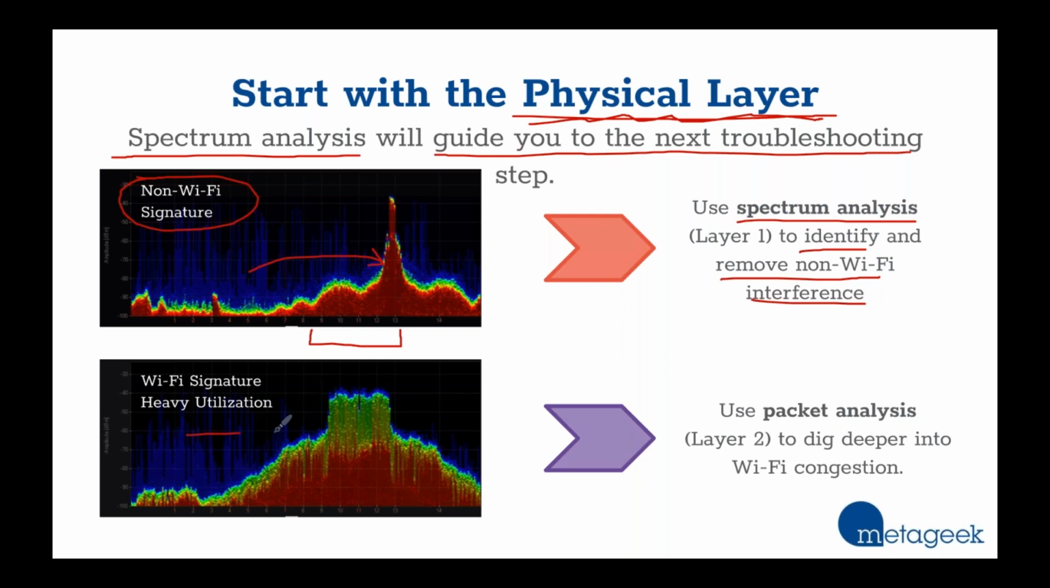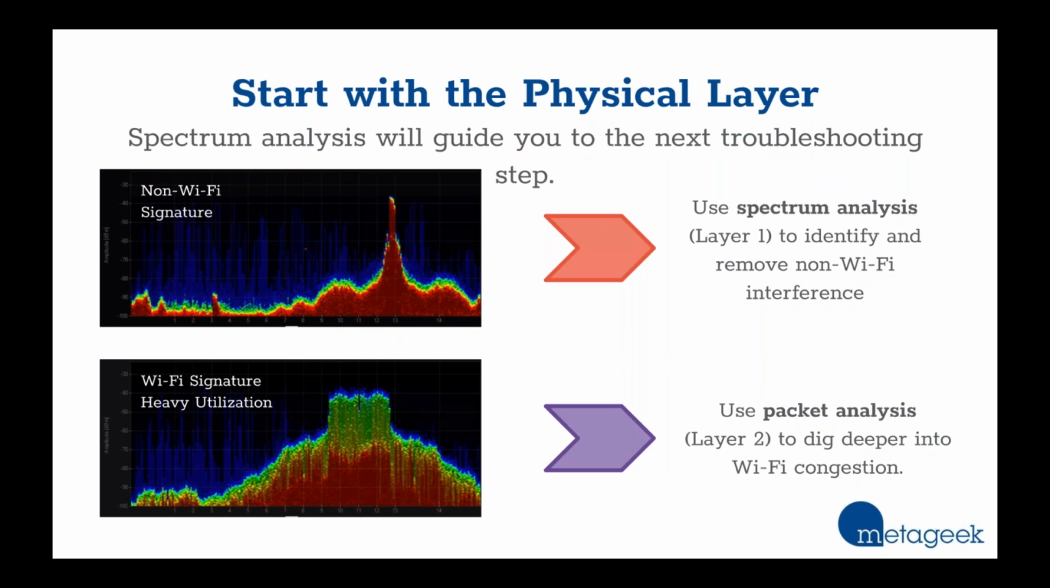However, if I see a signature like this, well, this is a Wi-Fi signature. This is basically Wi-Fi with very, very heavy utilization. The channel is very, very busy in this case. So that's when I'm going to go ahead and move to a different tool. I'm going to move to packet analysis at layer 2 to dig deeper into that Wi-Fi congestion, to see if I can figure out what the problem might be.